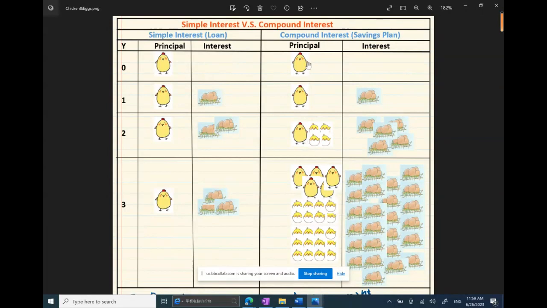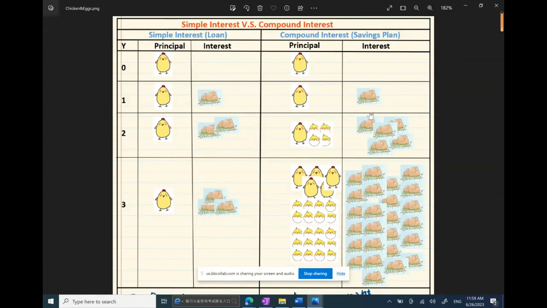For example, let's say at the very beginning we have one chicken. Chicken is the principal. By the end of the first year, the chicken laid 4 eggs, right? In the case of simple interest, the 4 eggs will stay as 4 eggs. And next year, the principal is still the one chicken. Every year, we have 4 eggs as the interest. So after 10 years, we should have 40 eggs, right?